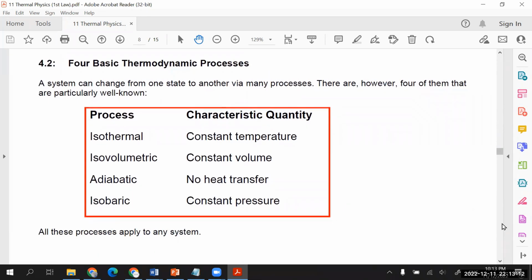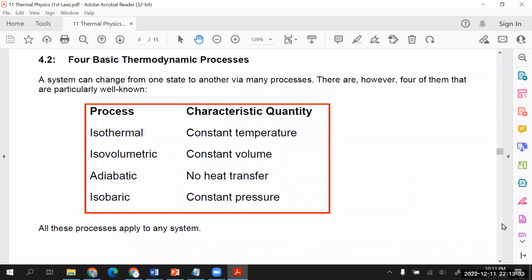Next, we talk about 4 basic thermodynamic processes. The processes are isothermal, isovolumetric, adiabatic, and isobaric. These 4 processes are important for A level because they are the only ones that can be treated quantitatively. So there'll be lots of calculation for this kind of processes. Other processes will be very difficult to calculate.